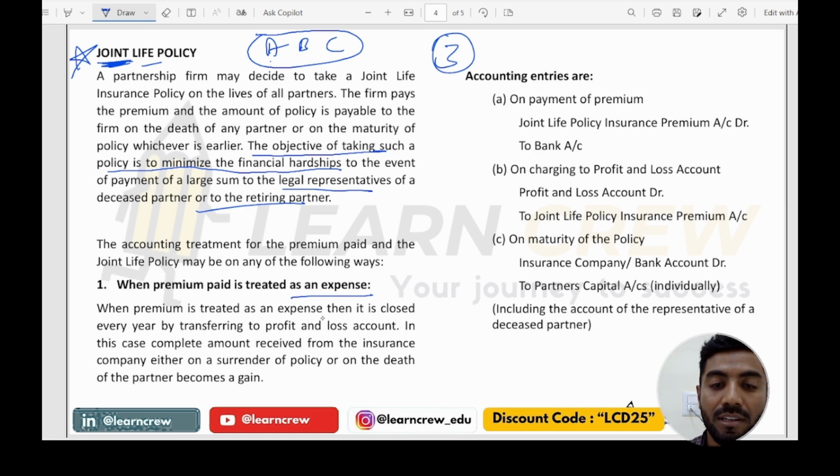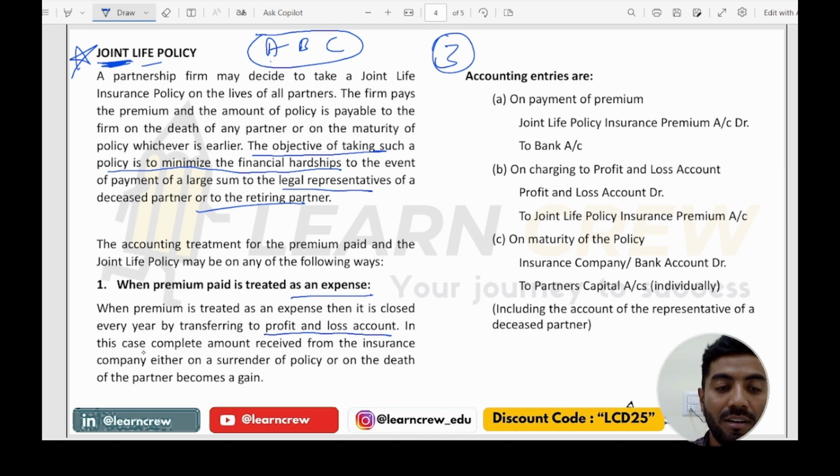When the premium is treated as an expense, it is closed every year by transferring to the profit and loss account. Whatever amount is paid is transferred to the profit and loss account. In case a partner retires or dies, whatever we get from the insurance company, either the surrender value or the assured value, is treated as nothing but gain, and will be shared between the partners in the profit sharing ratio.